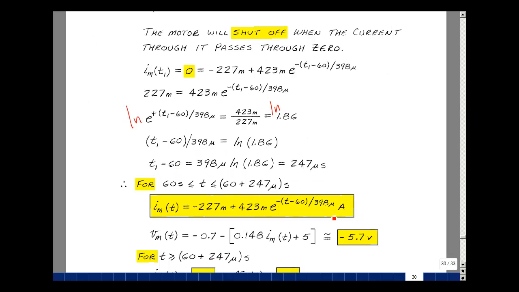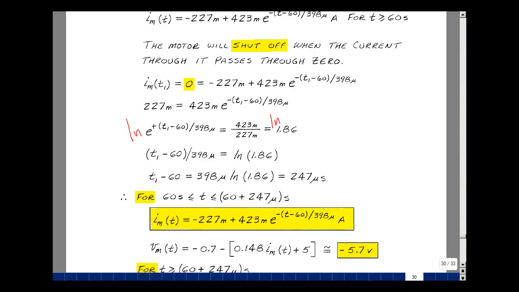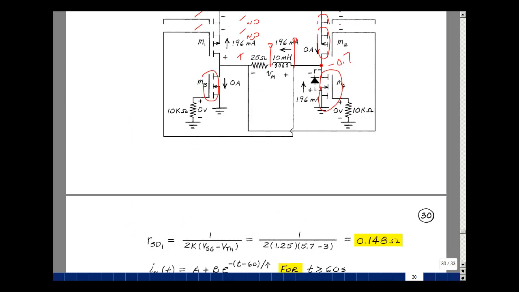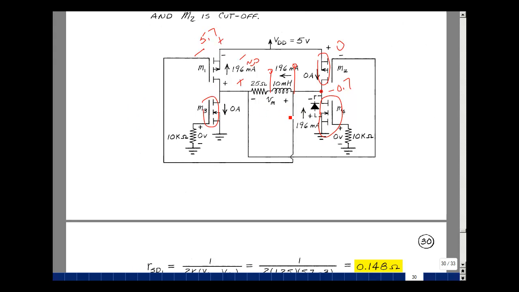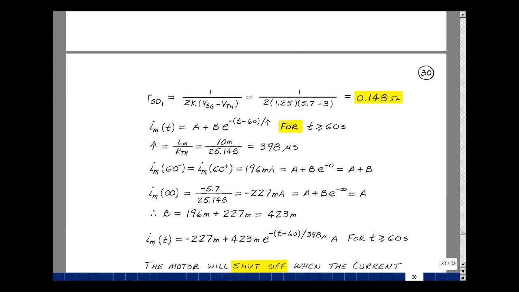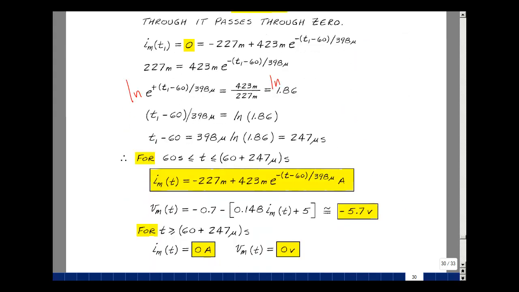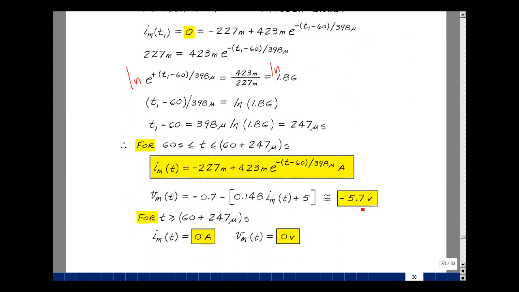This equation for the current in the motor, now going in the opposite direction, is between 60 seconds and 60 seconds plus 247 microseconds. The voltage across the motor we can also calculate, going to the previous page. This is the voltage across here. It's going to be this node voltage, which is minus 0.7, minus this node voltage, which is equal to the drop across the transistor, which is 0.148 ohms, times the current I sub m, and then plus 5 volts. That's what the equation is at the bottom of this page. This is a pretty small number, so it's roughly minus 5.7.